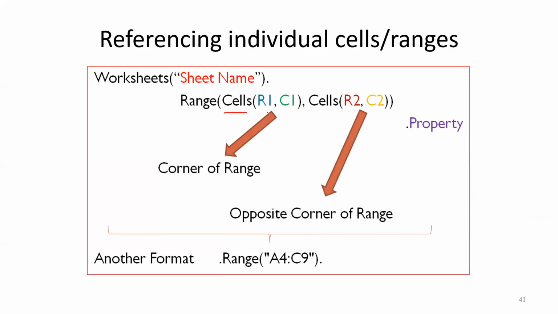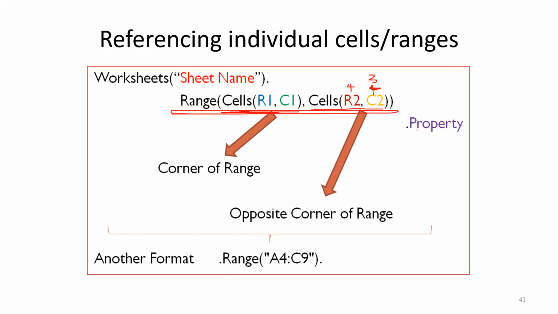Using this method, cells R1C1 means row number, column number. If you enter 4, 4, that means fourth row, fourth column, or maybe we can write third column here. Then when we write this command, it will identify the range from cell 11 to cell 43. The opposite corner of the range is this one. Then we can identify a property.